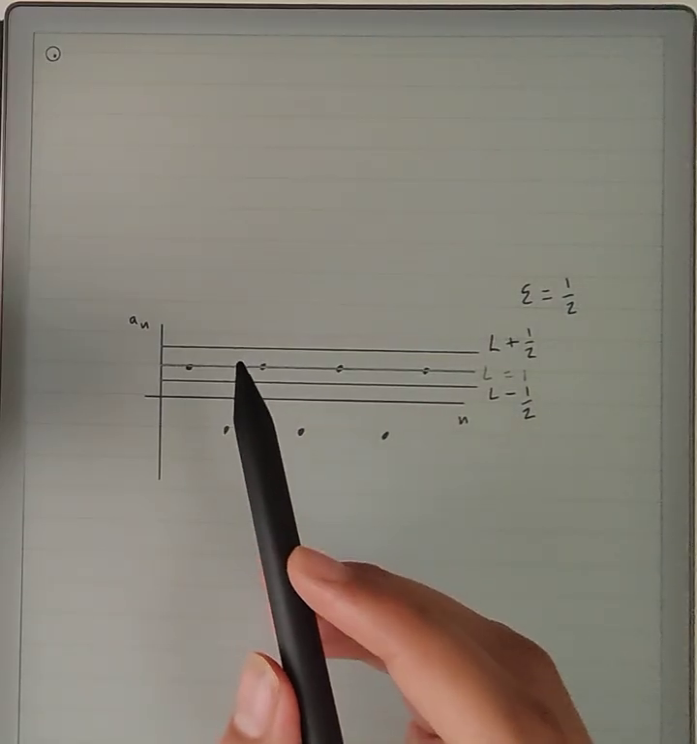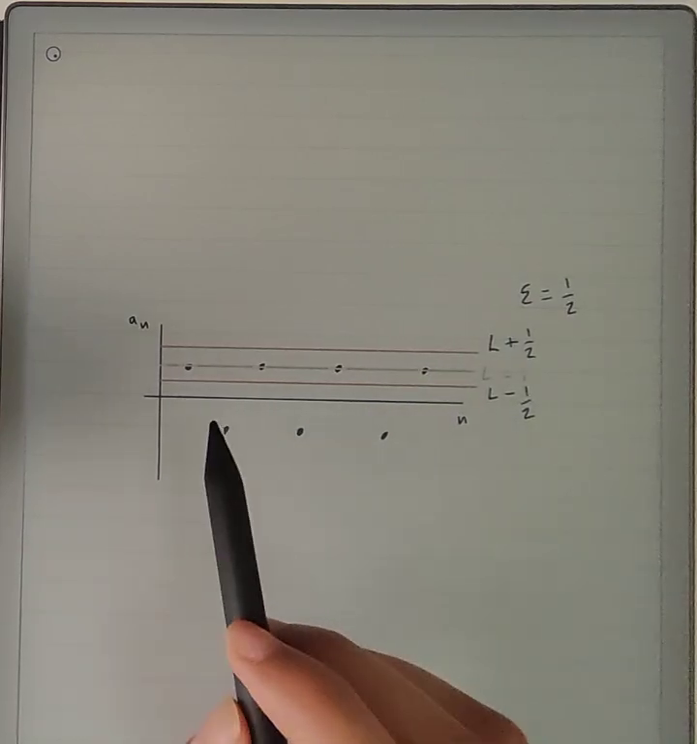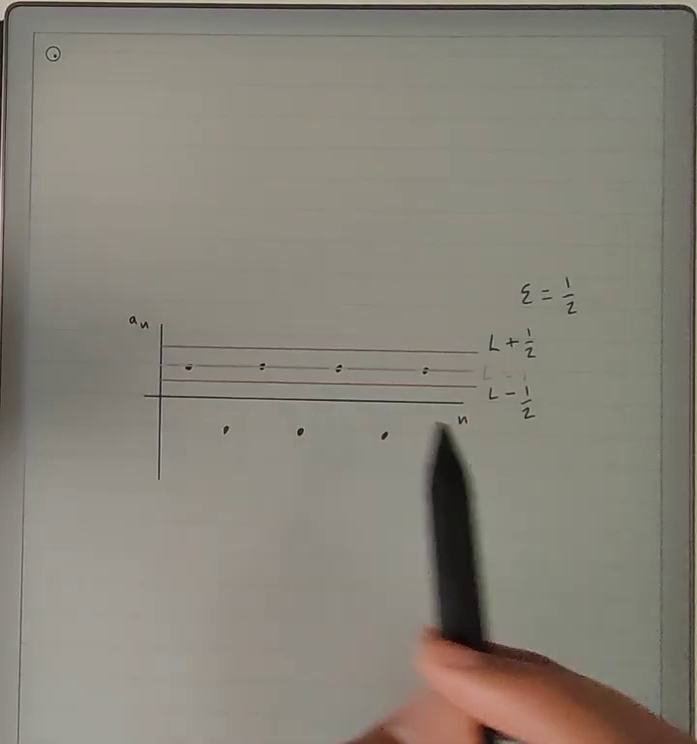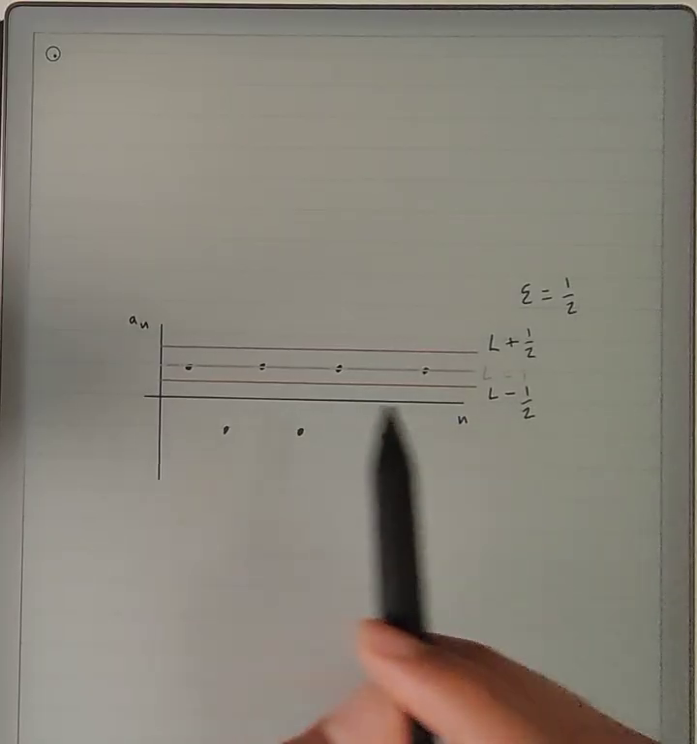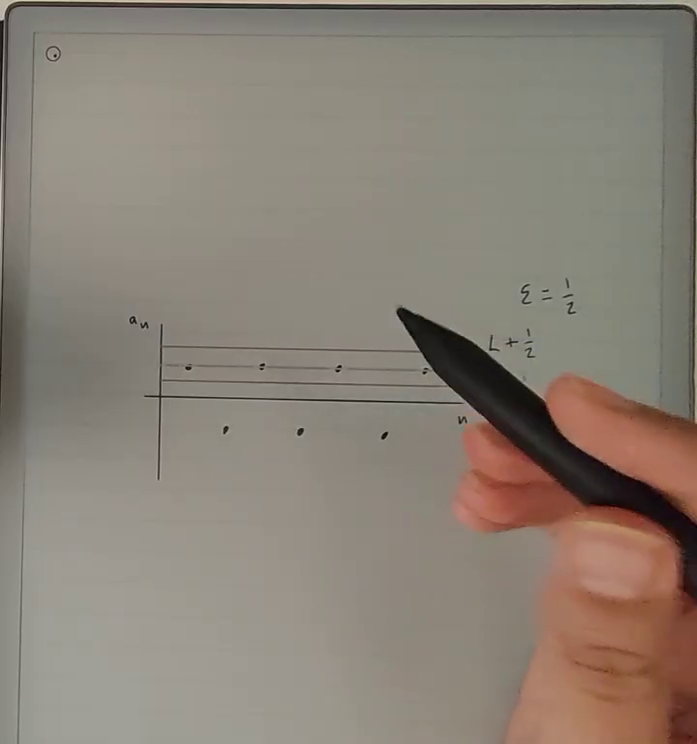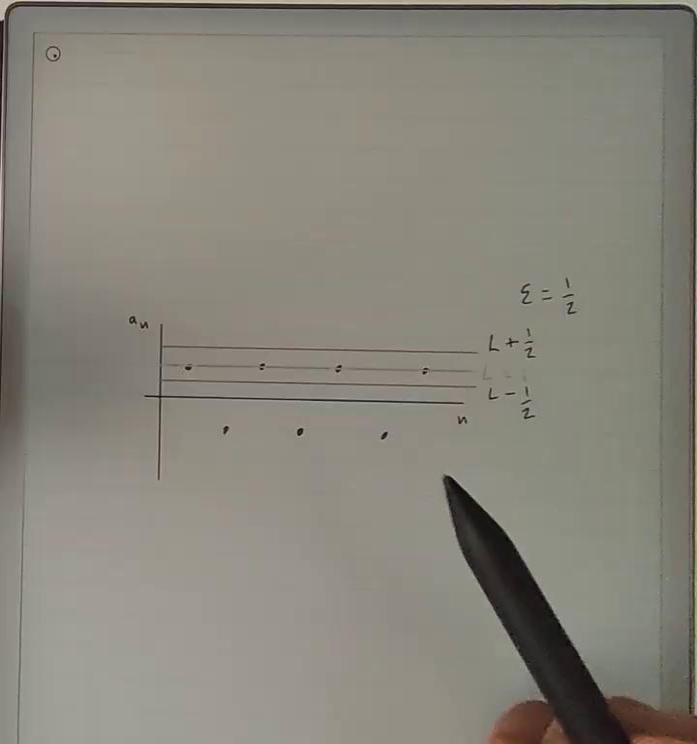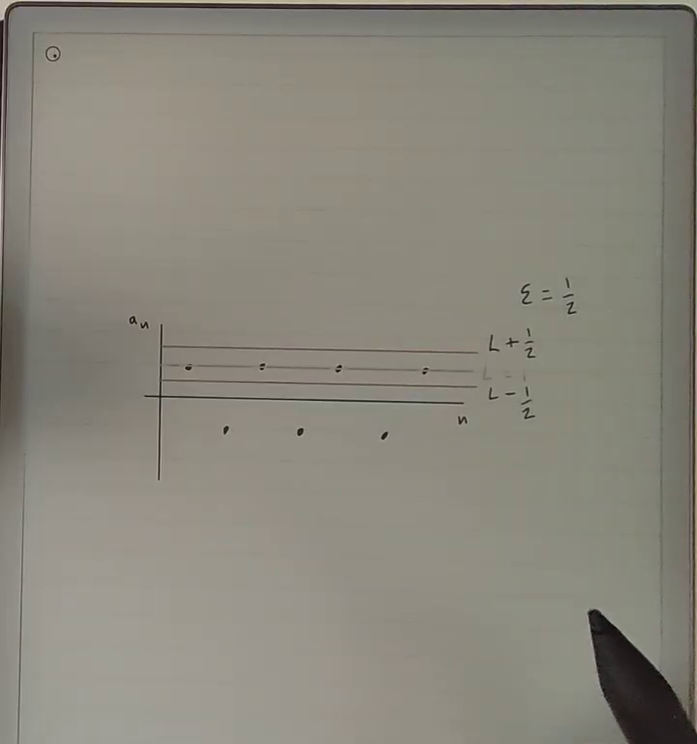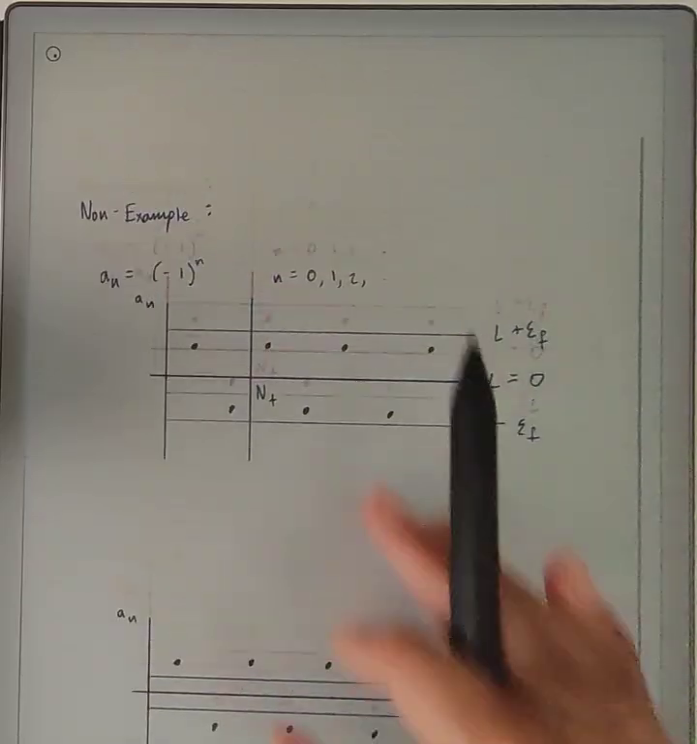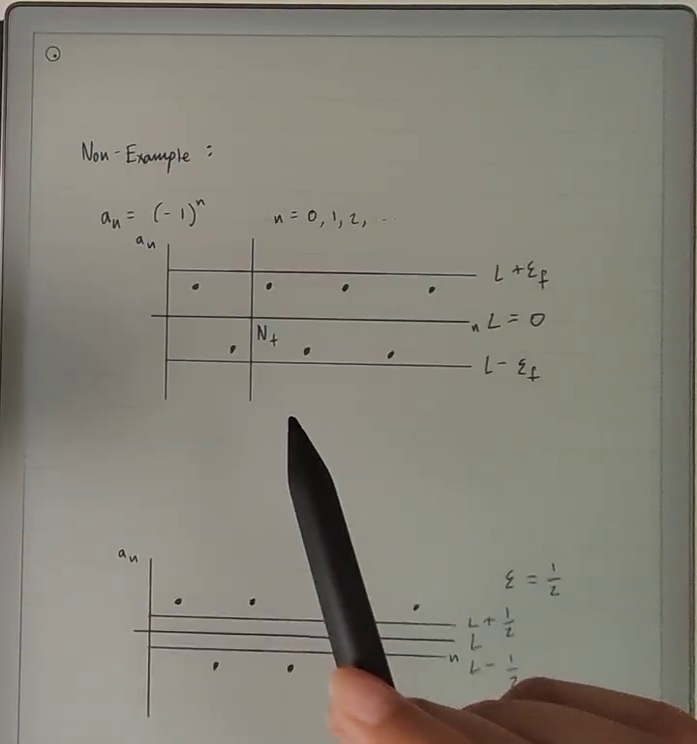Here, as you can see, we have some elements that fall within this epsilon neighborhood, but then again, there are some elements that fall outside of this epsilon neighborhood, specifically the -1s. So for any n that I pick, I will always have some elements in the sequence that fall outside of my epsilon neighborhood. Therefore, this is not a convergent sequence. A sub n equal to -1 to the n is a divergent sequence.